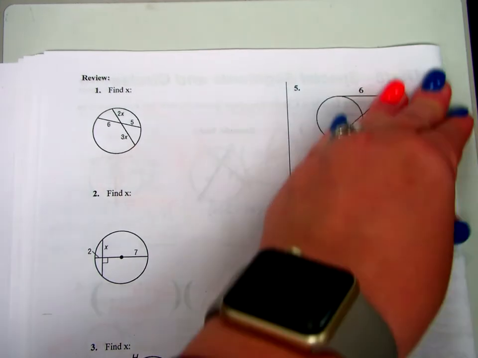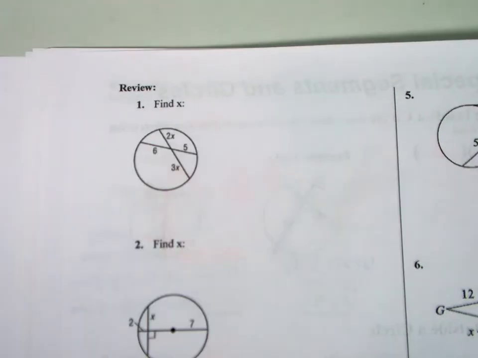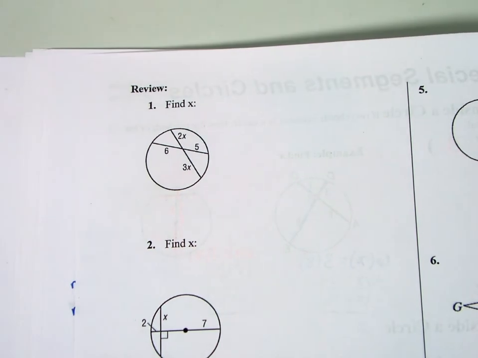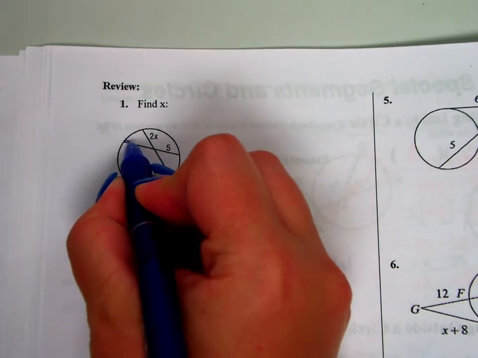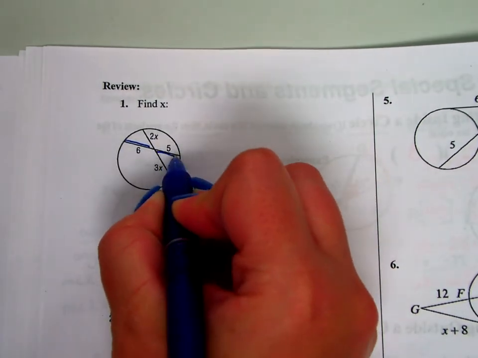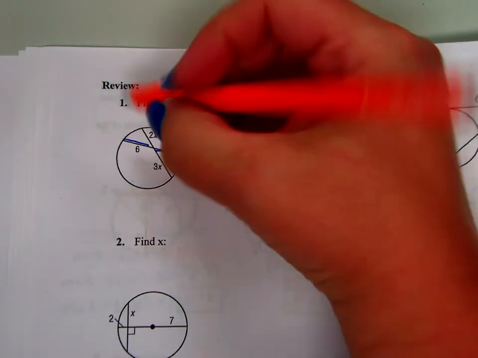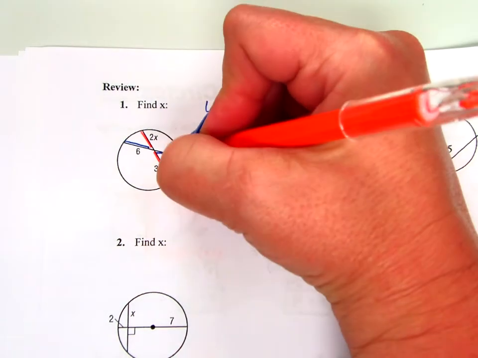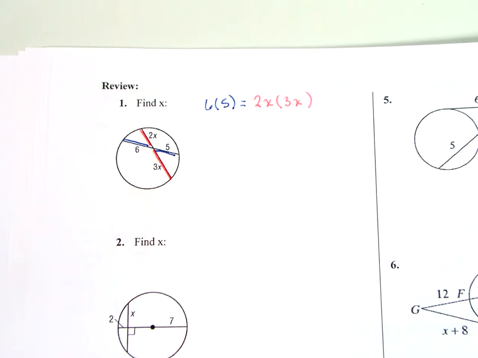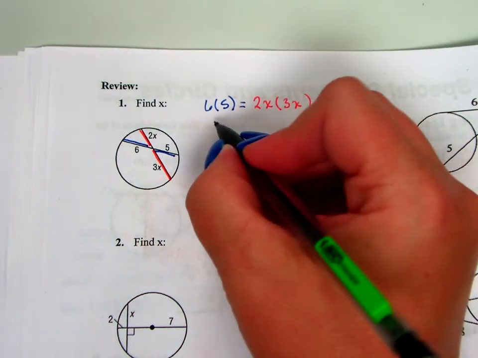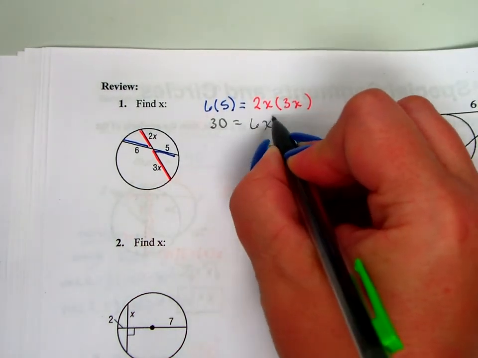So now we're just going to go over everything we just did a few times. Number 1, find x. So remember, the little pieces of the chords, the products of them are equal. So the first one, I'm going to have 6 times 5 equals 2x times 3x. 6 times 5 is 30. 2x times 3x is 6x squared.